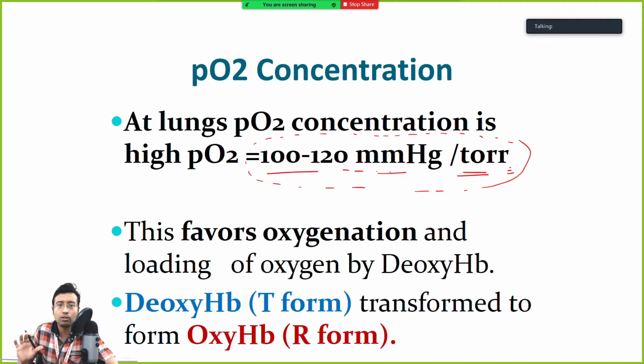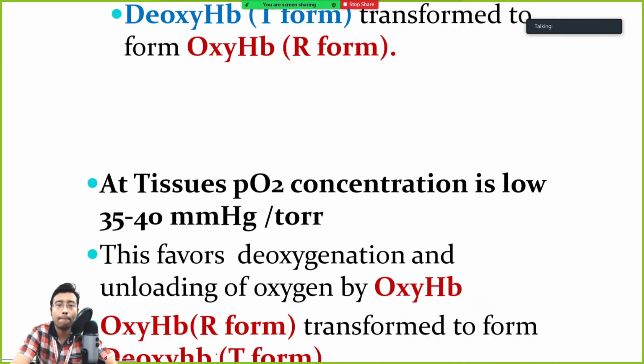We know that at the lungs it is 100 millimeter of mercury, that is the PO2, and the concentration at the lung is 100 to 120 millimeter of mercury per torr. So this favors oxygenation. And we already know the small mnemonic: whenever there is oxygenation, the T form converts to R form. The T is the deoxyhemoglobin form and the R is the oxyhemoglobin form.